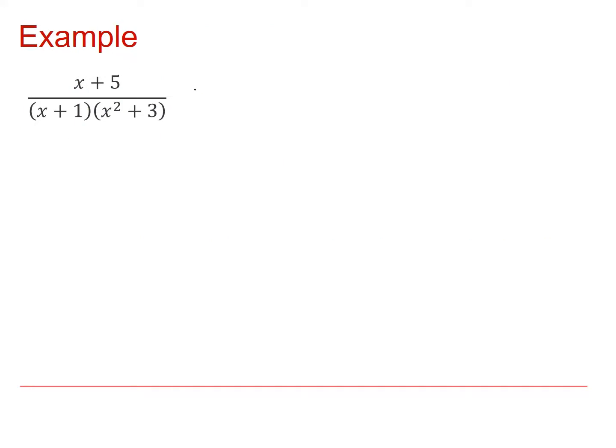Let's look at this example. How would we tackle something like this? Well, the first factor in the denominator is easy. That's just a linear factor, so I can write it as a over x plus 1. But the second factor, I need to consider that the power on the bottom is higher than 1. So I'm going to put a numerator which is 1 power less than the denominator. So because this is x squared plus 3 on the bottom, I'm going to have a bx plus c on the top.